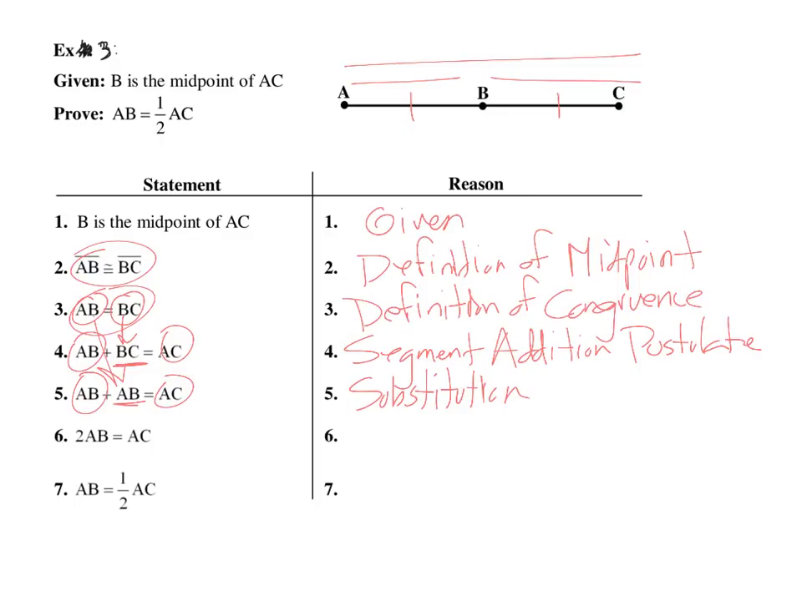All right, then we have AB plus AB is 2AB. All right, we're not adding something to both sides of the equation. We're just adding two like terms, so that's simplification. And then how did we end up with AB equals half of AC? Well, they divided by 2. That's the reason for this statement.